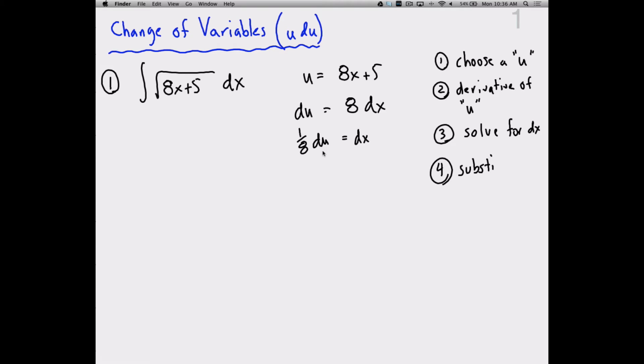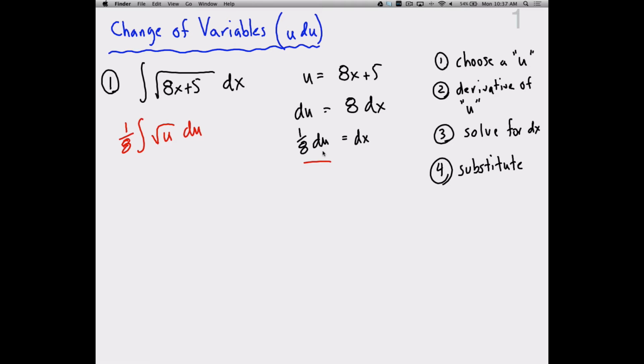Step 4, substitute. Go back to the original function, and let's start plugging in our values for u. So I'm going to turn this equation into the square root of u, since u is 8x plus 5. What's dx equal to? Well, dx is equal to 1/8 du. So just to save time, I'm going to move the 1/8 out in front and write a du there. Okay, that's the important step.